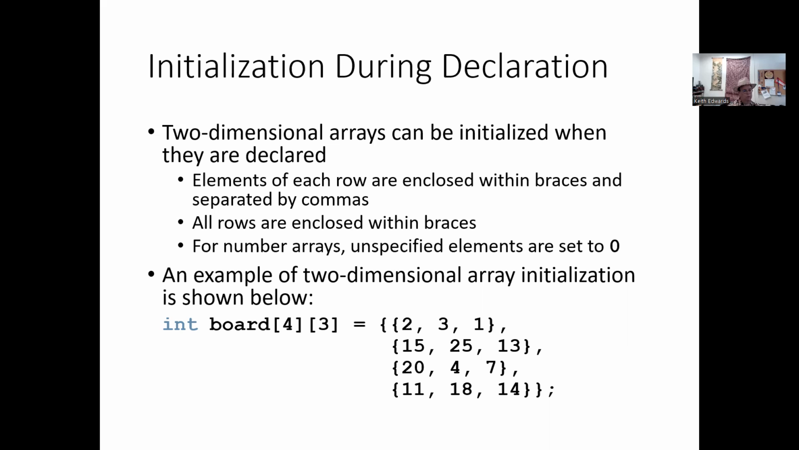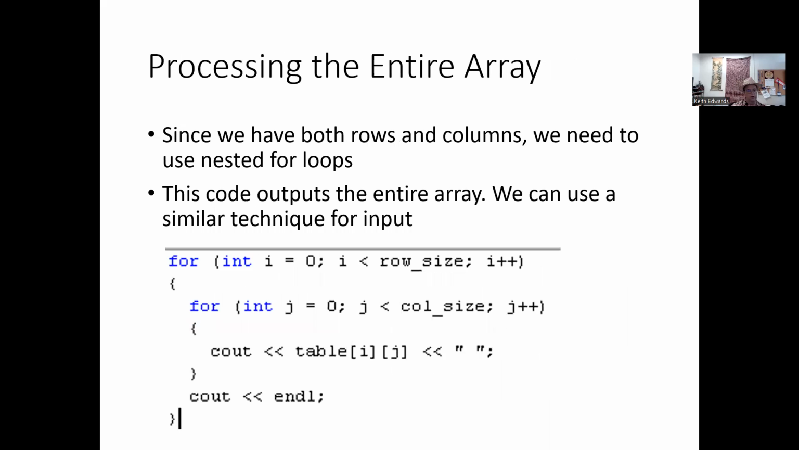And then to process the entire array, instead of using a single for loop, you would want to use a double for loop, and you would want to have those nested. So the first one will go through the rows, and then the interior one, for each row, will go through and do the columns in that row. And so this would be a way of outputting the table. We could use a similar process if we wanted to get all the input for a table.